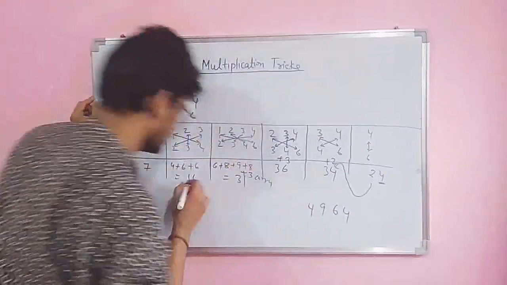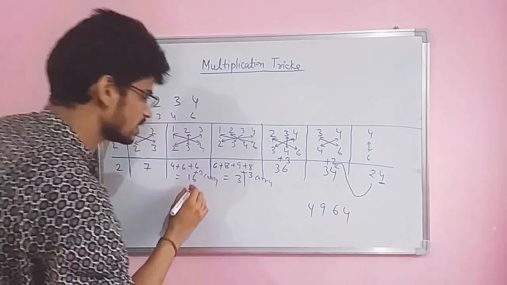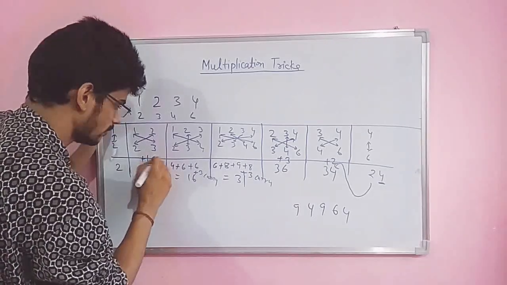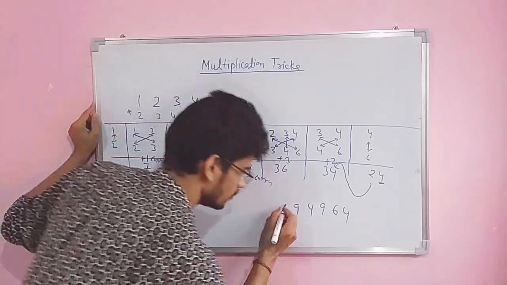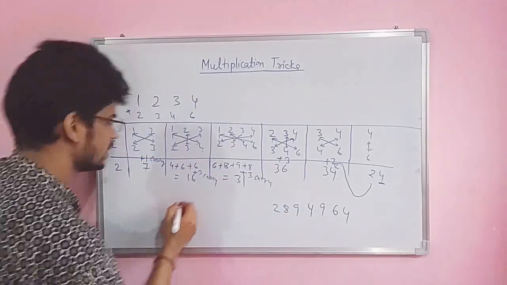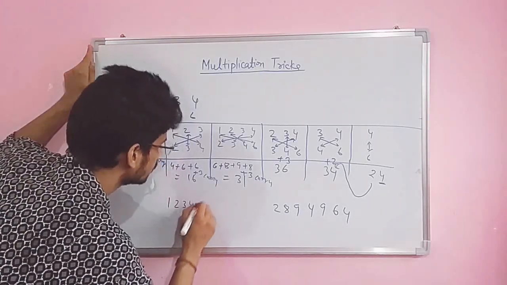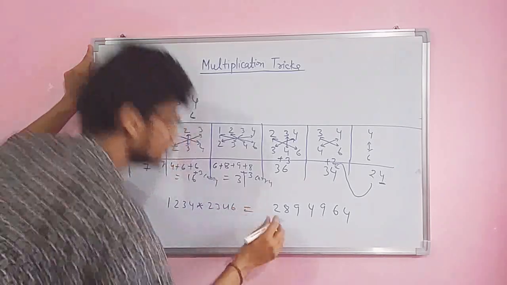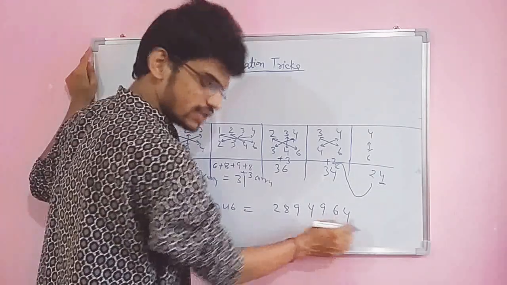34, note the 4, here 3 is carried. 16 plus 3 is 19, 9, carry 1. 1 is added as a carry into the next number. 7 plus 1 is 8, and 2. So we get the calculation of multiplication of 1 2 3 4 multiplied by 2 3 4 6 is equal to 2 8 4 9 6 6 4.